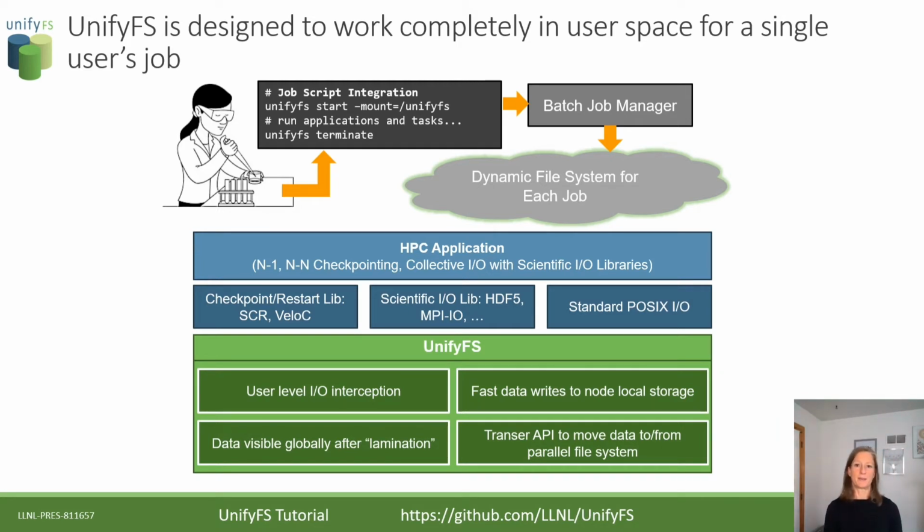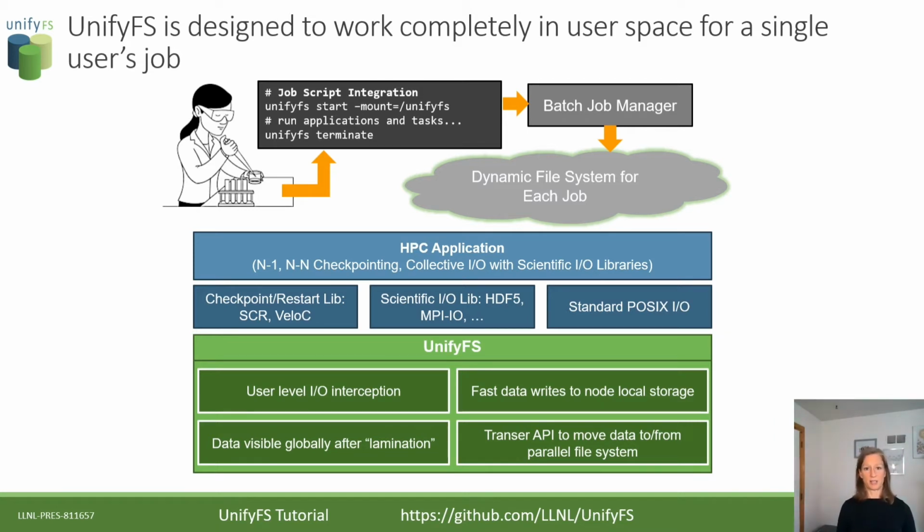So at the top of this diagram, you see how a user can insert commands into their regular batch job to get UnifyFS started, run their application, and then terminate UnifyFS. And so you take your modified batch file and you submit it to the resource manager just like you normally would. And then when your allocation is granted and the commands in your batch script are executed, UnifyFS is spun up for your job across all the compute nodes. And now you have the UnifyFS mount point available to your job, and it can support whatever I/O your application is doing.